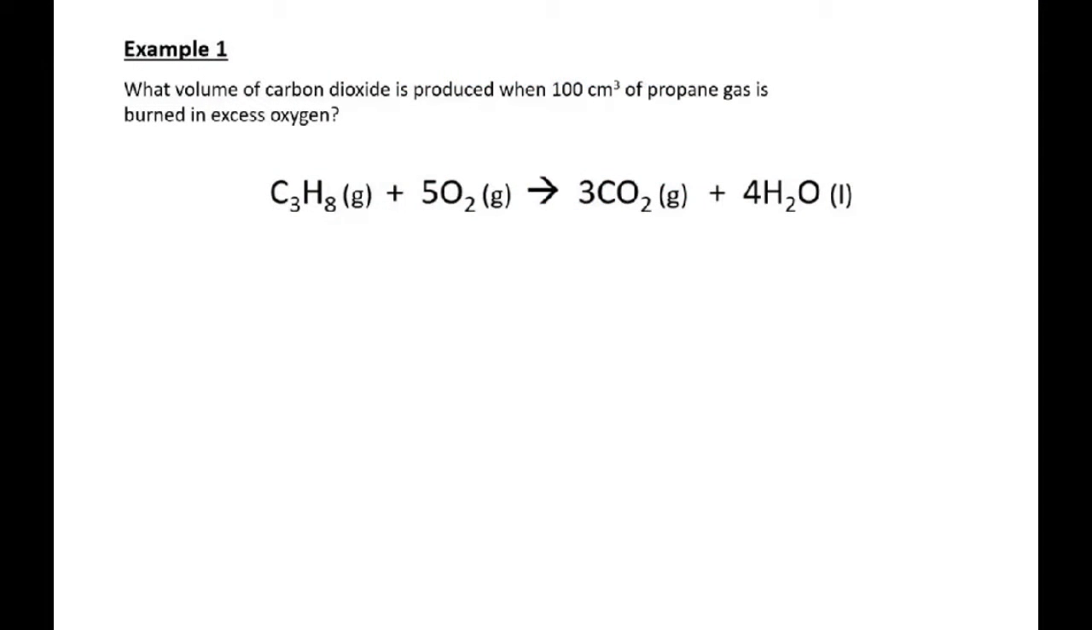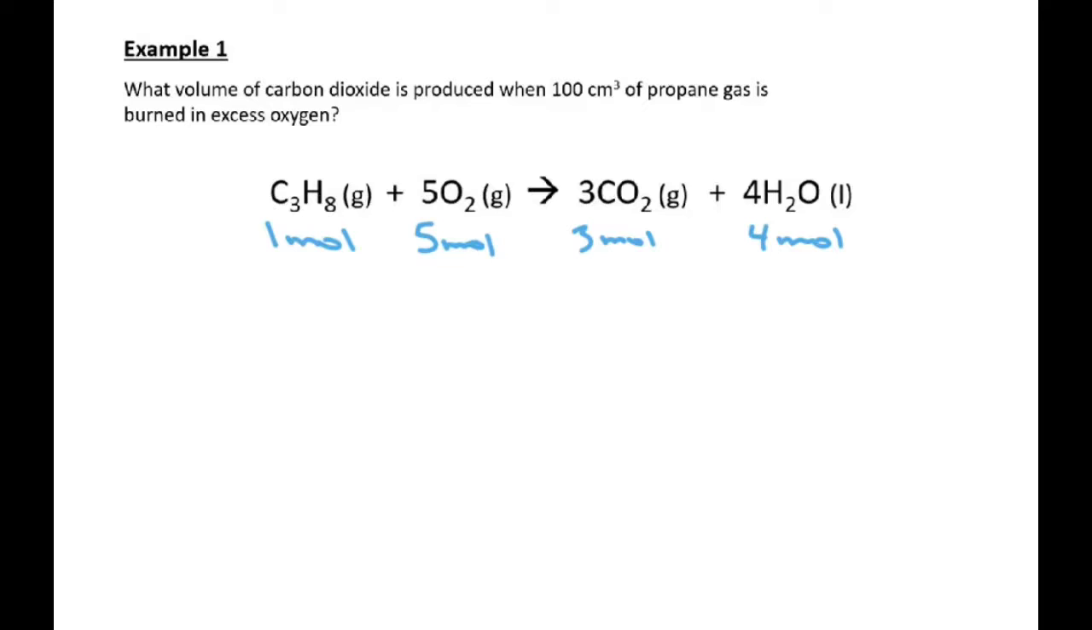So 1 mole of any gas occupies the same volume. It's for this reason that we can compare volumes of gases by using the balanced chemical equation. So for this example, we've been given a balanced equation for propane gas being burned in oxygen, and the coefficients in the balanced chemical equation tell us the proportions of things that react. So what we're able to say is that 1 mole of propane reacts with 5 moles of oxygen to produce 3 moles of carbon dioxide and 4 moles of water.